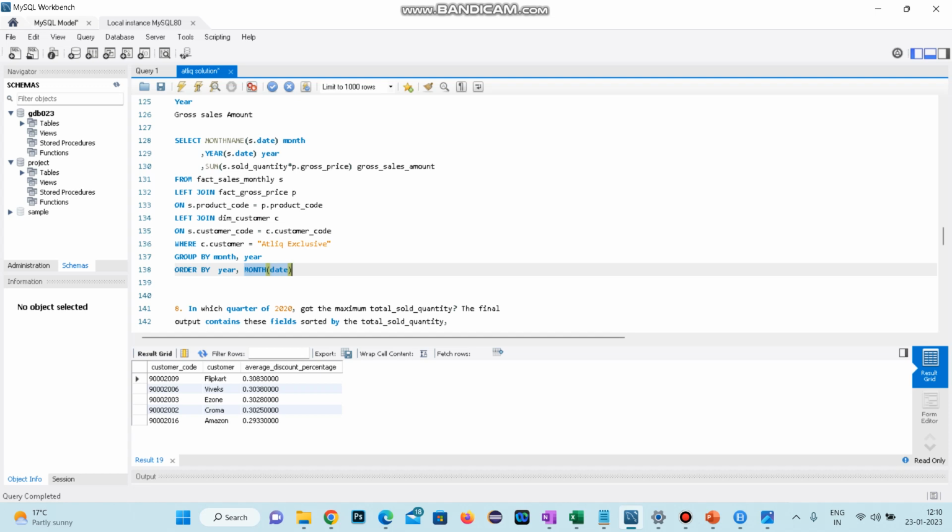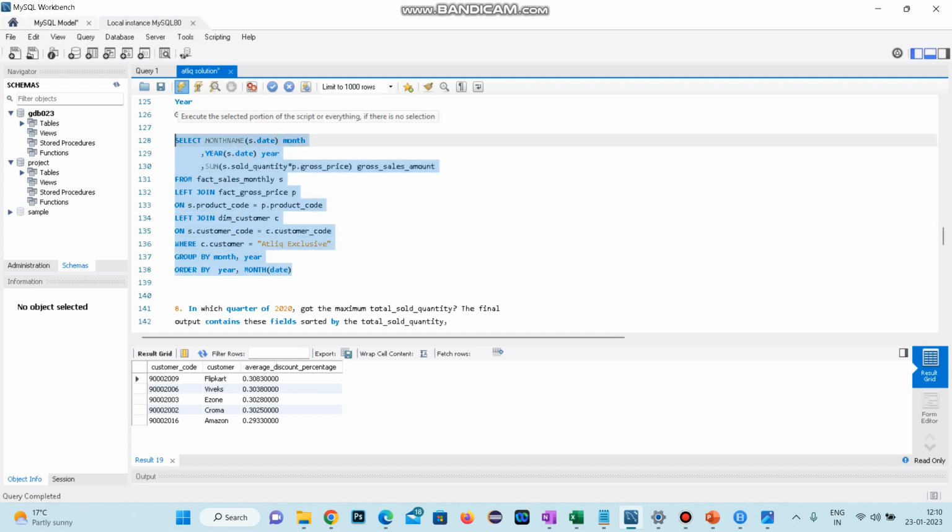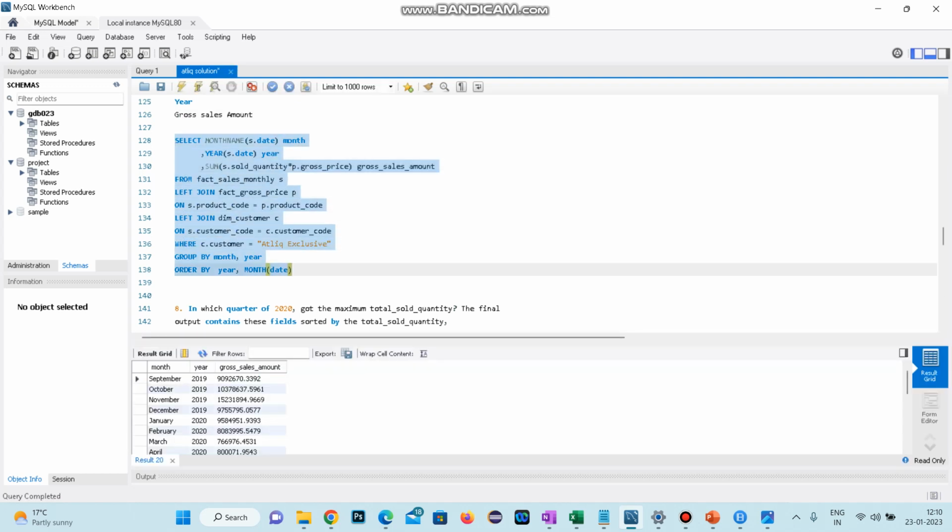But if we had sorted it by month name, then it would have started from April, likewise, or gone in descending order. So we are using month date here. Let's run it, and we can see the output.